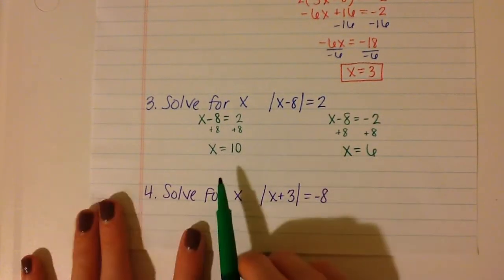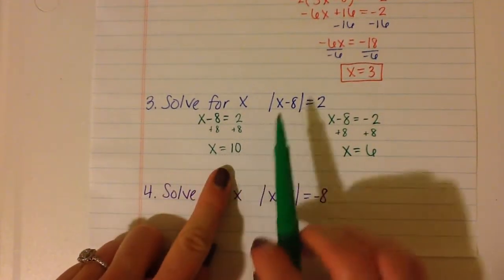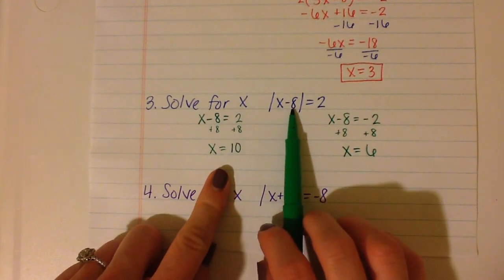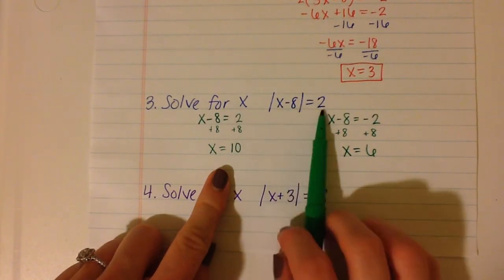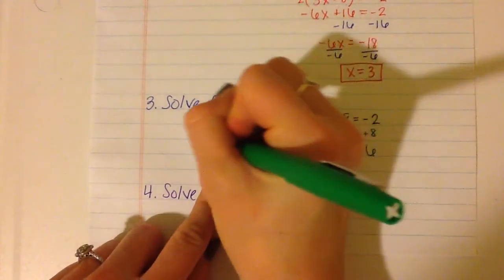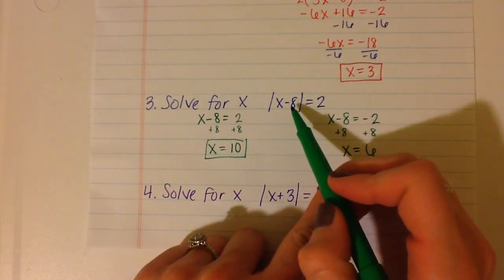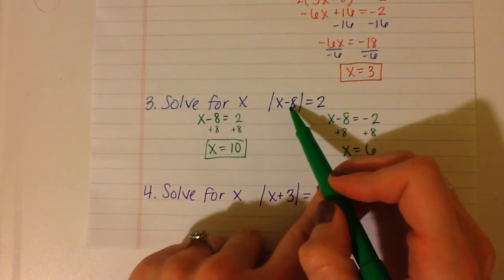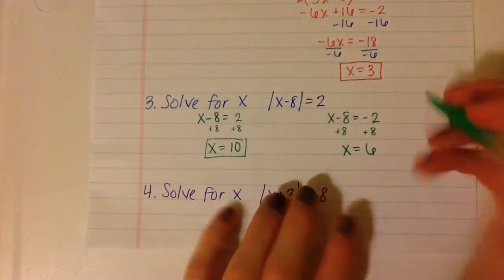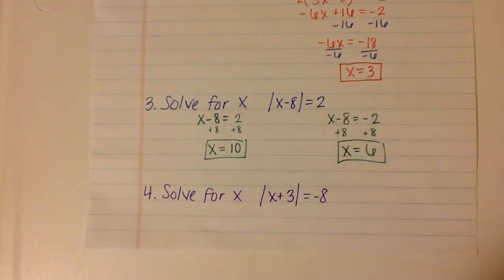And we can go ahead and plug it in to check. So if x is 10, if we're going to plug it in, we have 10 minus 8 is 2. Absolute value of 2 is 2. So that works. If we have 6, 6 minus 8 is negative 2, but the absolute value of negative 2 is going to be positive 2. So that works as well.